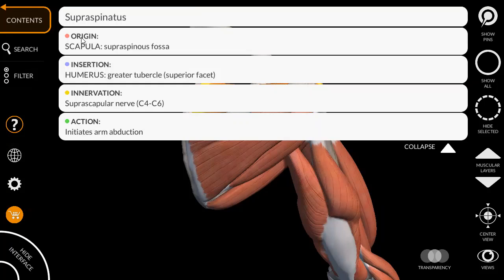Its origin is the scapula, the supraspinatus fossa, and its insertion is the humerus, at the greater tubercle, superior facet, where the action is abduction. And the innervation is the C4 to C6 nerve, which originates from the cervical nerves.